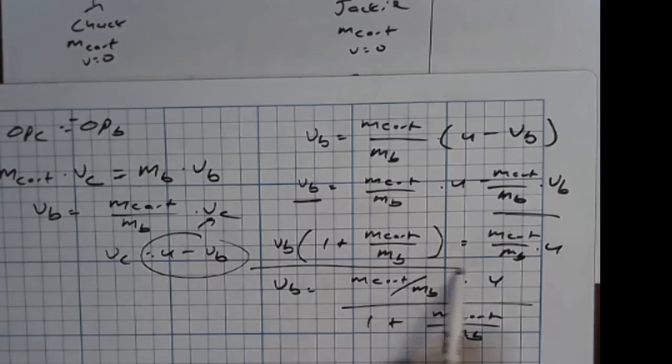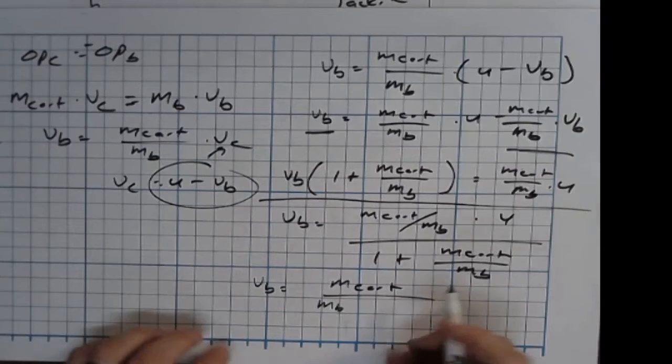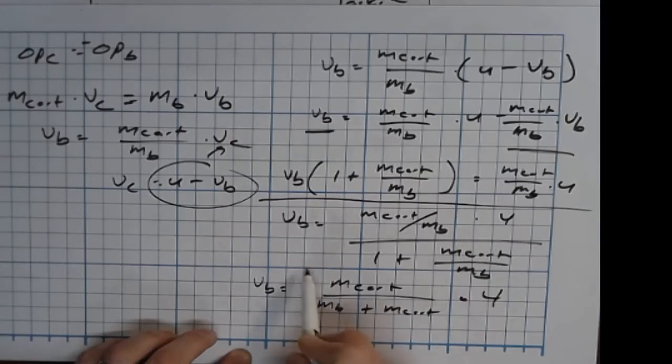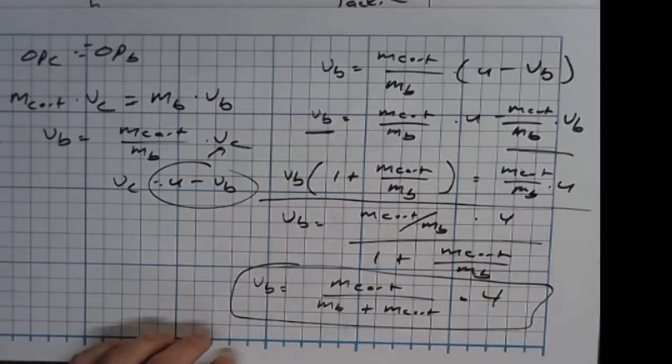Almost there. How am I going to simplify that? I'm going to multiply the top and the bottom by the mass of the ball. That'll get rid of that fraction on the bottom, and I'll get the velocity of the ball is equal to the mass of the cart over the mass of the ball plus the mass of the cart, all that times u. So I'm going to put that in for my answer.